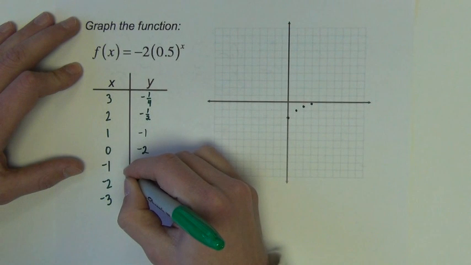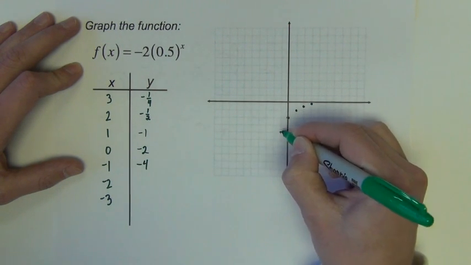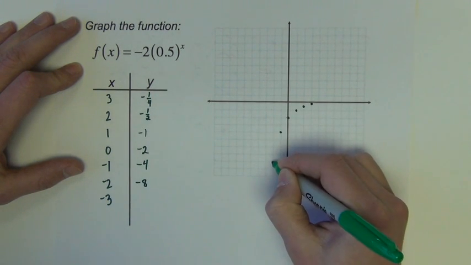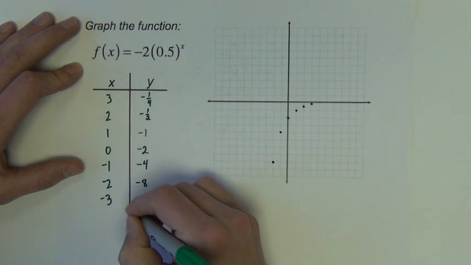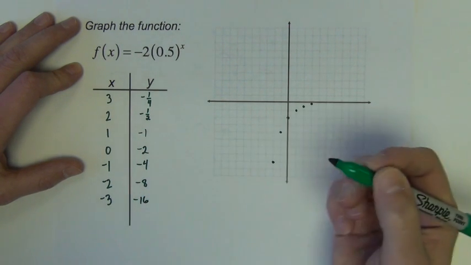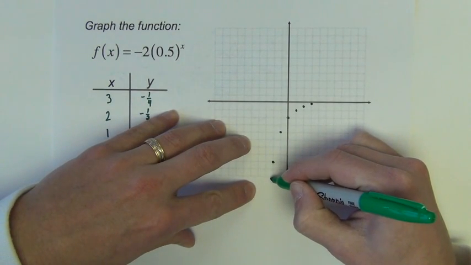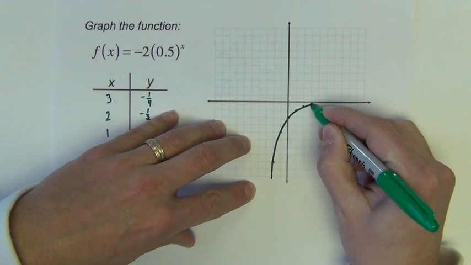If I put -1 in, we'll get -4. If I put -2 in, we'll get -8. When I put -3 in, we get -16, but we're starting to go off my graph here, and so this exponential function looks like this.